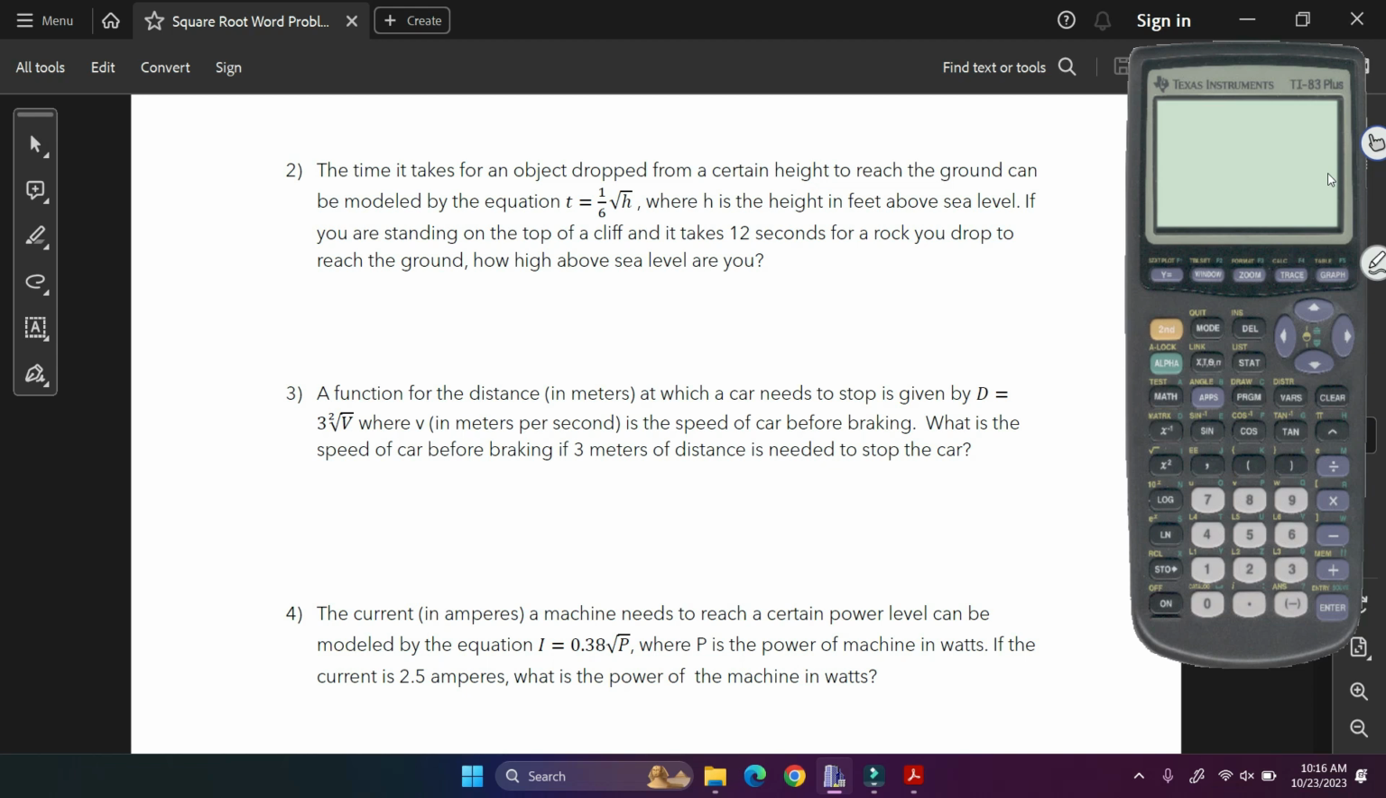All right, so to answer this question, what we need to identify first is what we're given and then also what we are looking for. If we read through the question again, we are given a time of 12 seconds, and we are asked to find how high above sea level you are. So what we're going to do is take our value for time, 12, and substitute it in for our variable t, and then solve for our variable h, which represents our height above sea level.